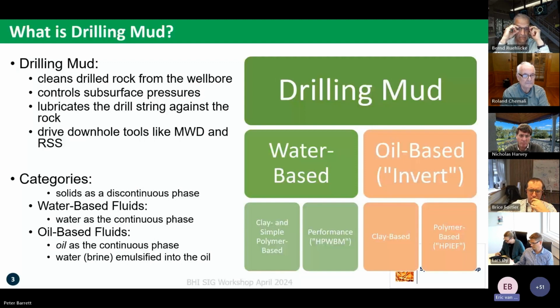In the latter, the water or brine is emulsified into the oil phase, so it makes up the discontinuous phase. And for this reason, we call it invert emulsions, just to distinguish them from regular emulsions that have oil inside that water phase. In both cases, though, solids are also a discontinuous phase.